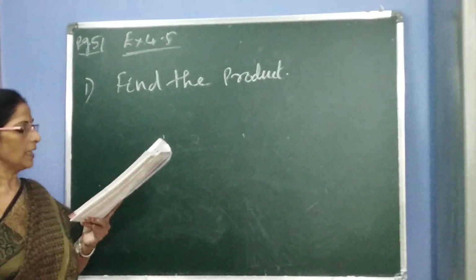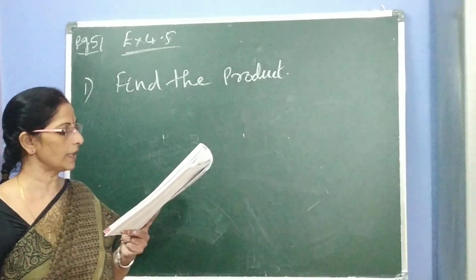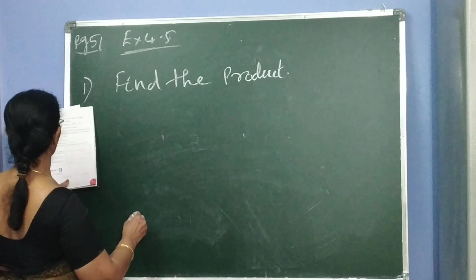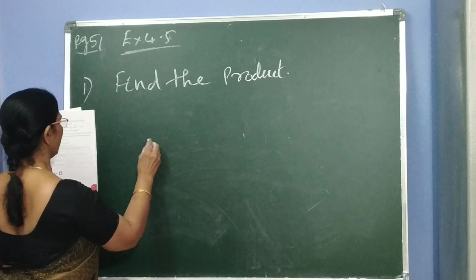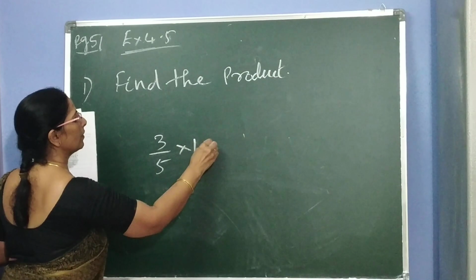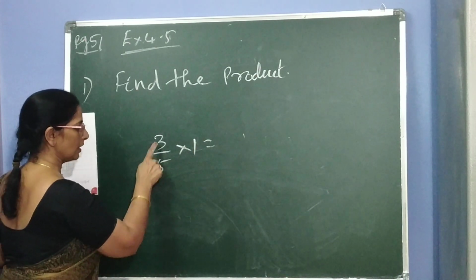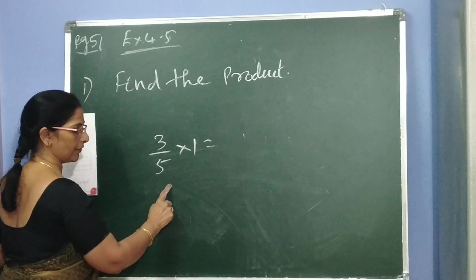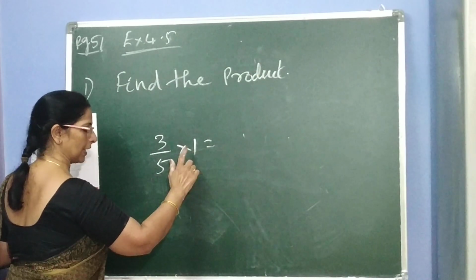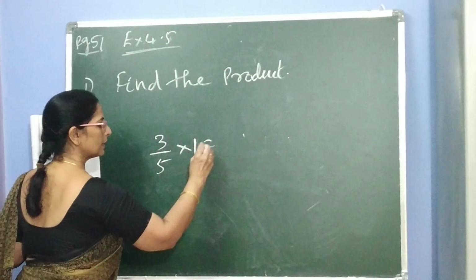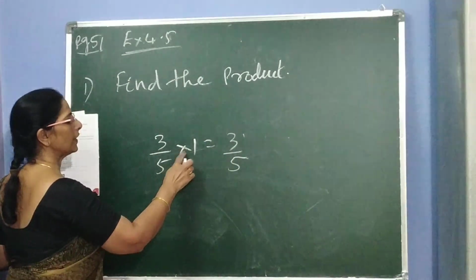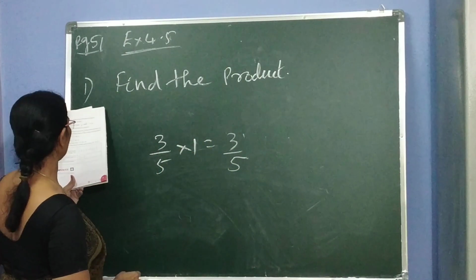Now the second fact: the product of a fraction and one is the fraction itself. For example, 3 by 5 into 1. A fraction multiplied by 1, the product is the number itself. 3 by 5 into 1 is equal to 3 by 5.